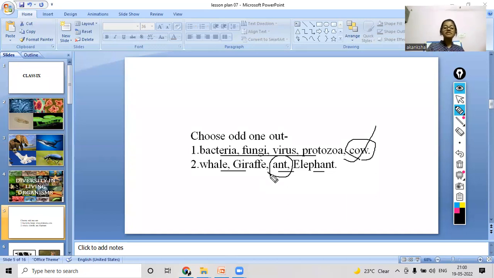So this is the diversity in the different organisms that we see around us, right? So now we will move on ahead and see some more activities, right? Okay, let's move on ahead. Coming to the next slide.